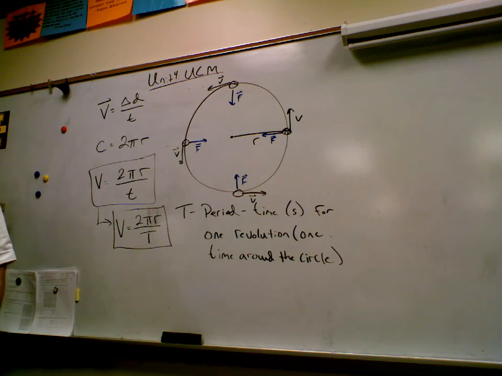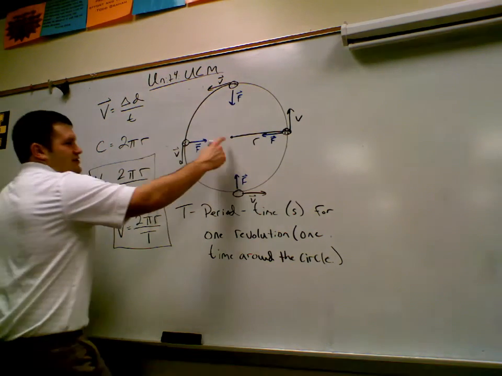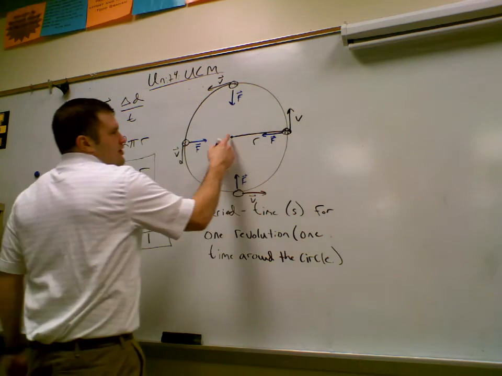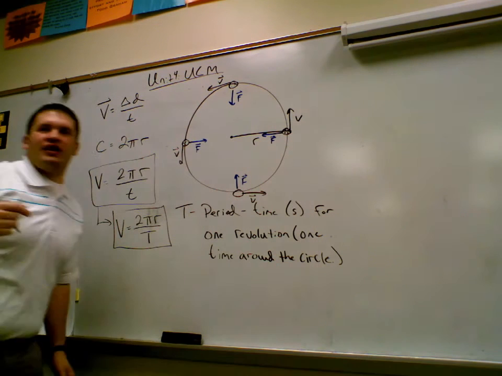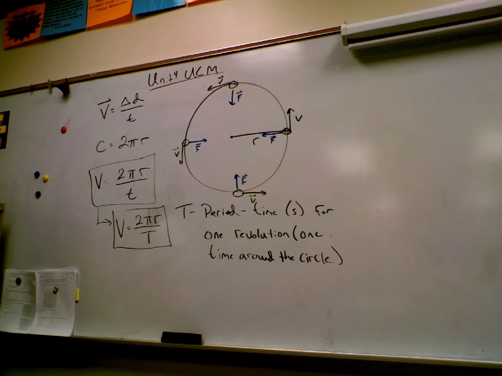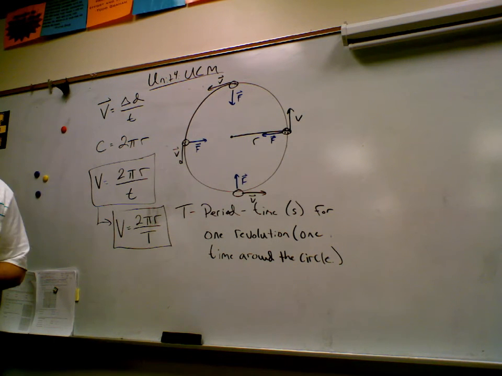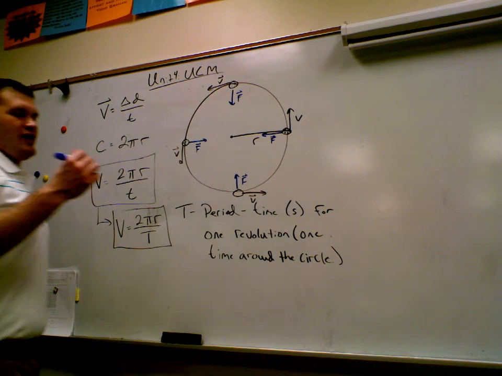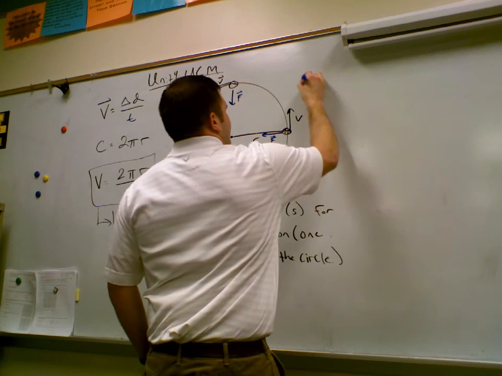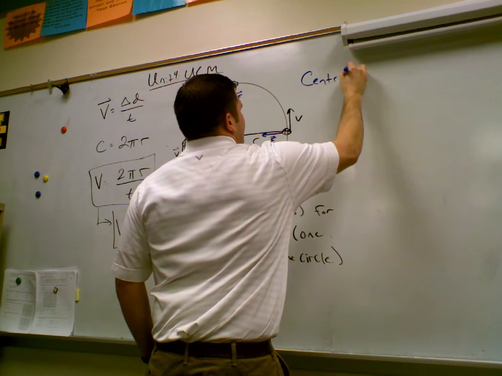Perpendicular. No, it's not perpendicular. The force and the radius do not make a 90. You're thinking velocity, I'm sorry. So here's the radius. What's the relationship between force and radius? Parallel. Good. They're in the same direction, aren't they? Remember yesterday I introduced you to a new word called centripetal. What did I tell you centripetal meant? Center seeking.